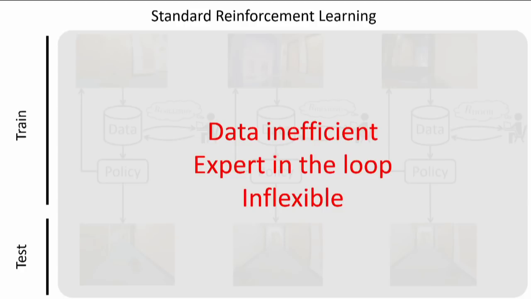And the last, which is the main point of this section, is the inflexibility. Normally you train your policy and then it just does one task. You know, I train my collision avoidance policy, it only does that. And this is bad since we want to be able to do multiple things at test time.